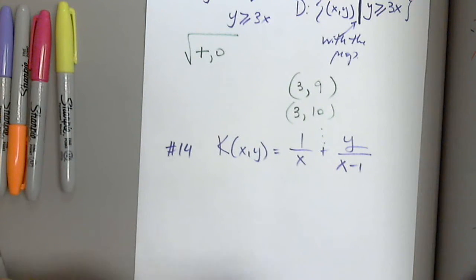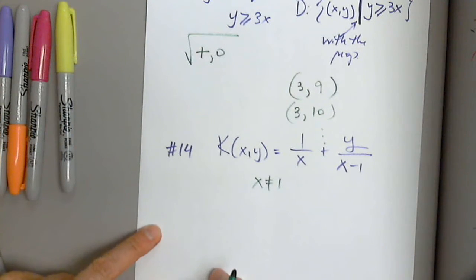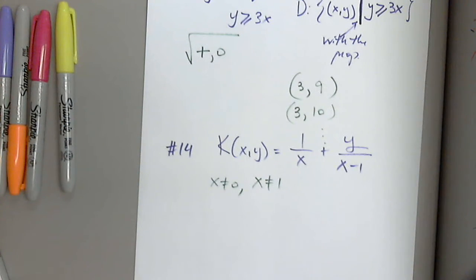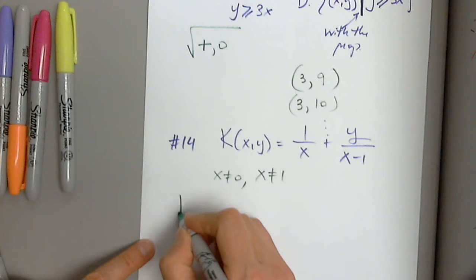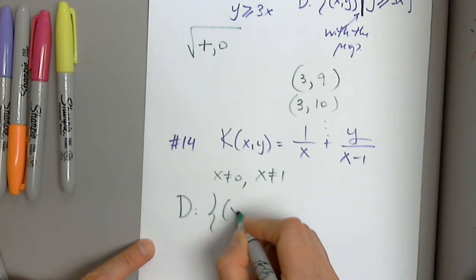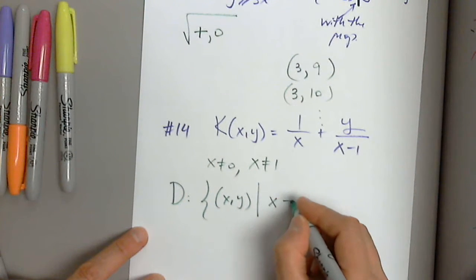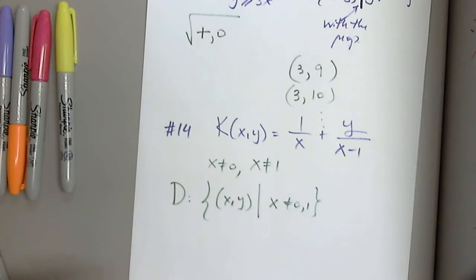Is it x cannot be equal to 1? And what else? 0. Yes, x cannot be 0. Any restrictions for y? No, very good. So then the domain will be all ordered pairs x comma y, given that x is not 0 or 1, with any y on the planet. Any y will work for this particular problem.